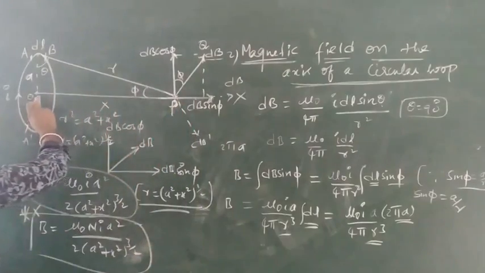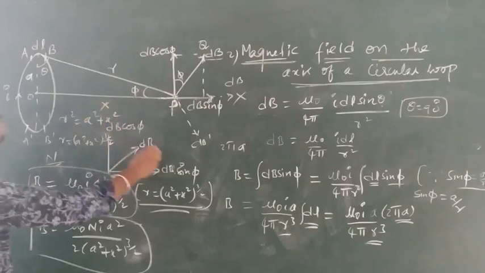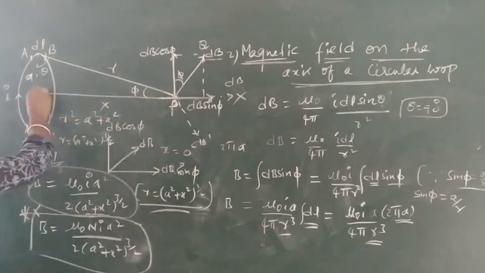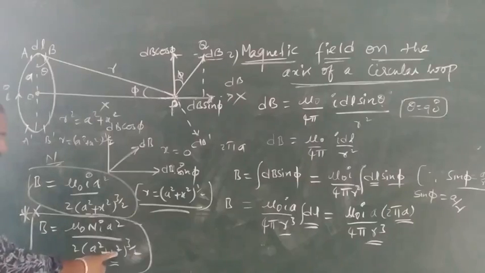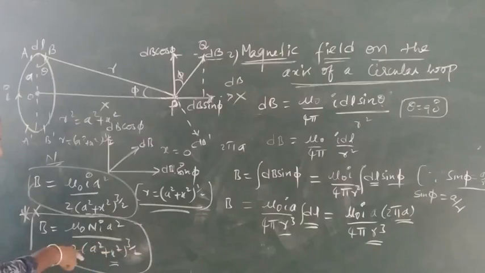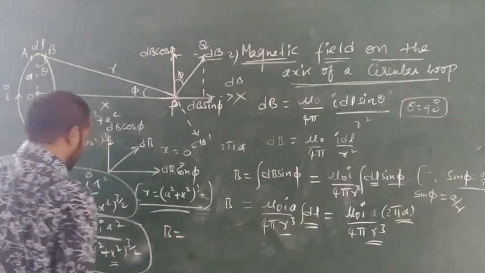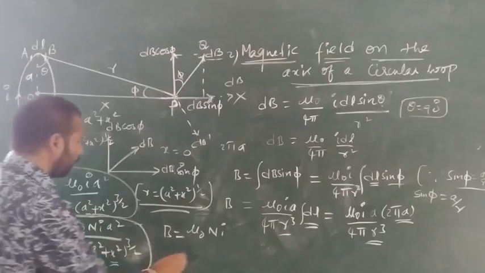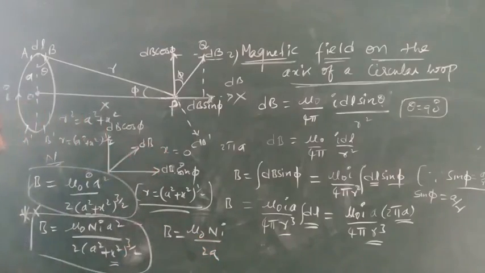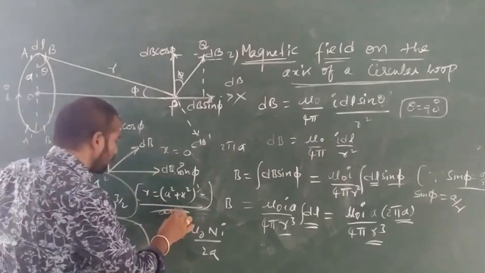To find it at the center, the distance x will be 0. We have to keep x equal to 0. Then a square whole power 3 by 2 is nothing but a cube. So a square by a cube, you will get only one single a in the denominator. Mu naught N I, a square by a cube cancels, giving mu naught N I by 2a. This is the magnetic field at the center of the coil. So this is case 1, at the center.